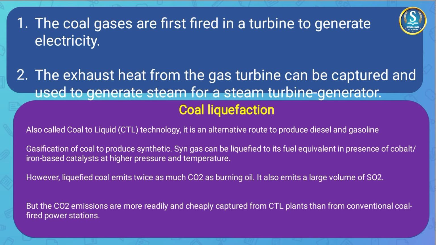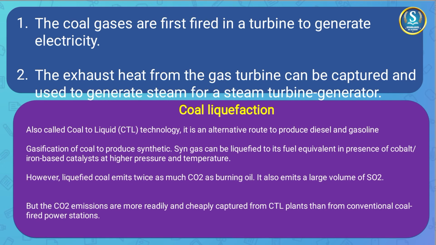Now, this coal gas, why do we have to manufacture this? Because it has greater efficiency than just burning the coal, because it can effectively use the gas twice. So once you get this coal gas, you can use it twice. The coal gases are first fired in a turbine, because it's coming out as a hot gas. You can just fire it into the turbine to generate electricity.